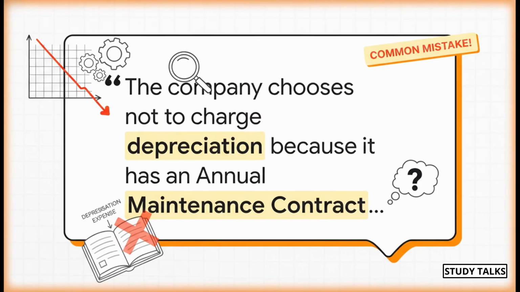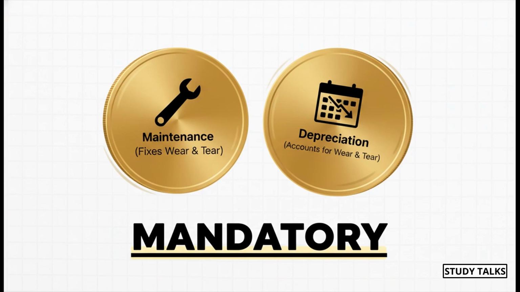Take a look at this argument. A company claims that since they have a maintenance contract, they don't need to depreciate the asset. It sounds kind of logical, right? But it's totally wrong. Let's just bust this myth right now. An annual maintenance contract is a running cost you pay to fix the wear and tear. Depreciation is the systematic allocation of the asset's original cost to account for that very same wear and tear over its life. They're two sides of the same coin. One does not replace the other. Depreciation is mandatory, full stop. The other arguments, like property values going up or it being a non-cash expense, are also completely invalid.